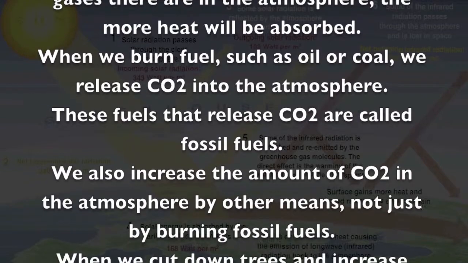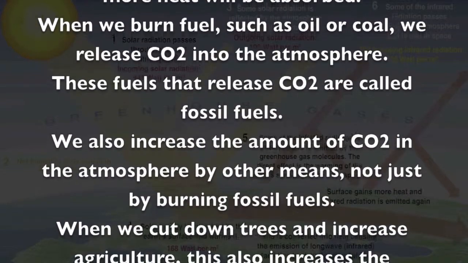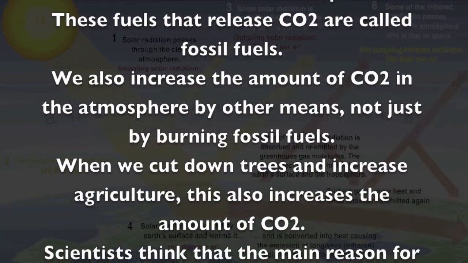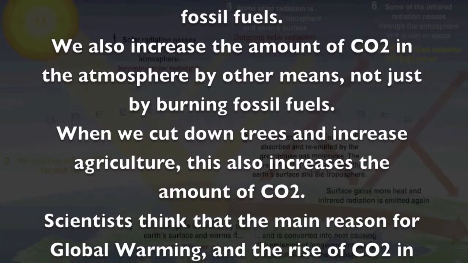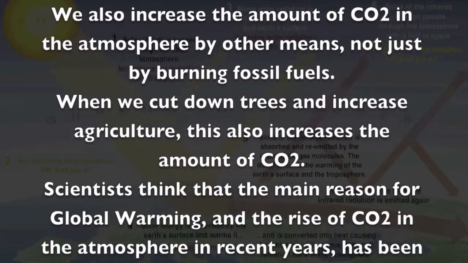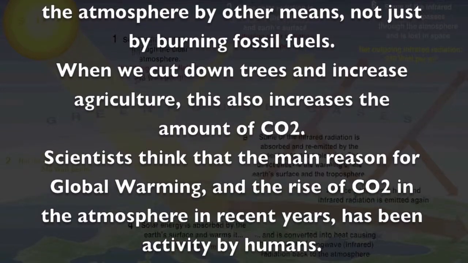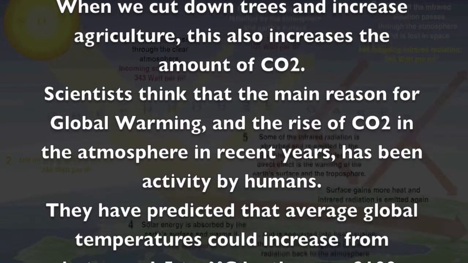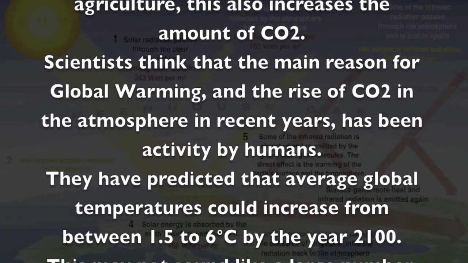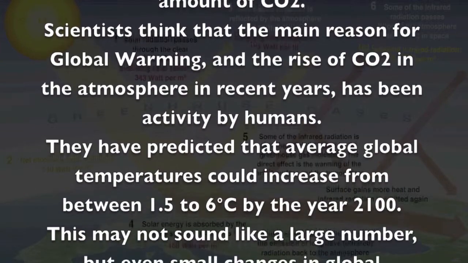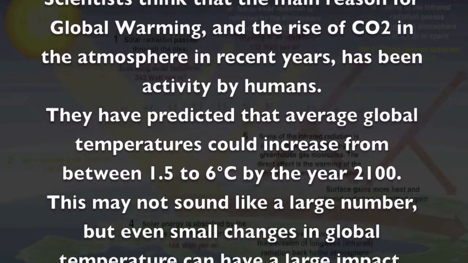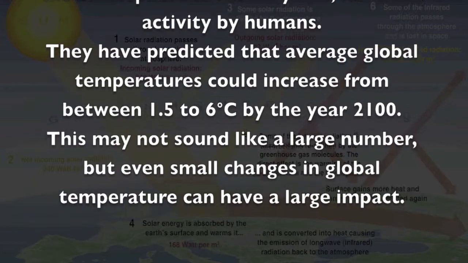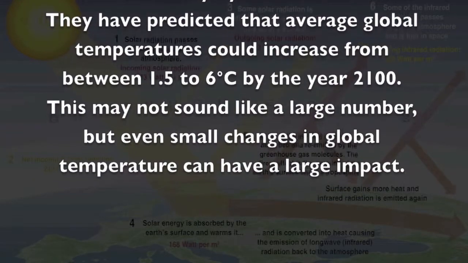We also increase the amount of CO2 in the atmosphere by other means, not just by burning fossil fuels. When we cut down trees and increase agriculture, this also increases the amount of CO2. Scientists think that the main reason for global warming and the rise of CO2 in the atmosphere in recent years has been activity by humans. They have predicted that average global temperatures could increase from between 1.5 to 6 degrees C by the year 2100. This may not sound like a large number, but even small changes in global temperature can have a large impact.